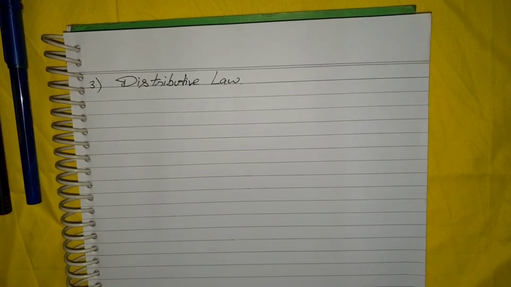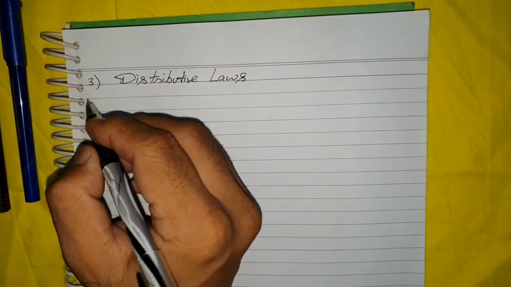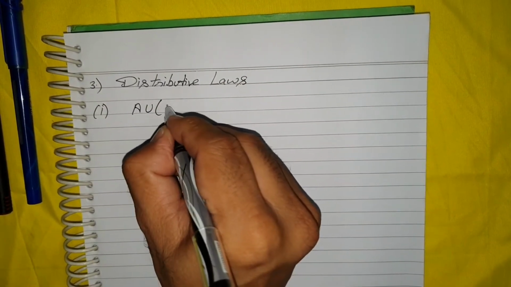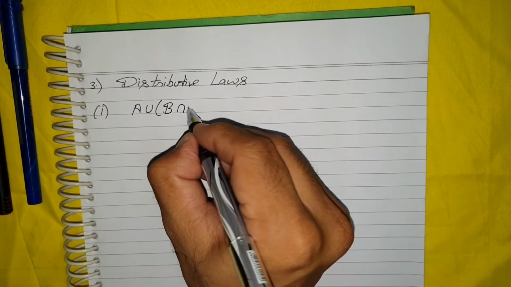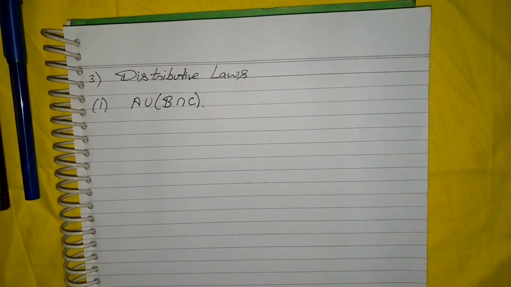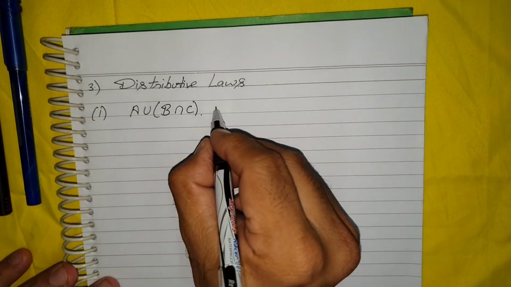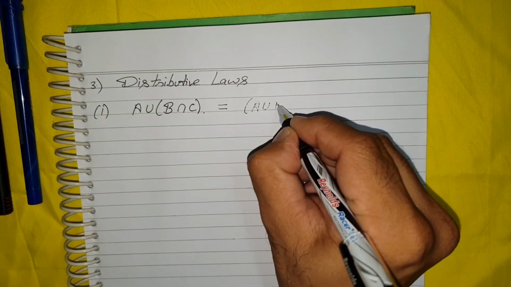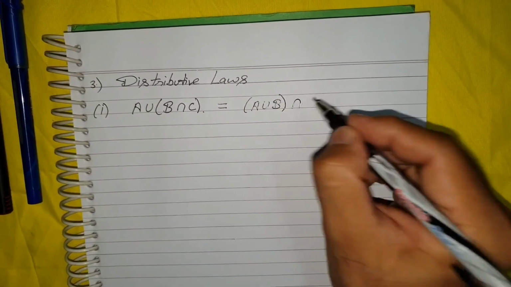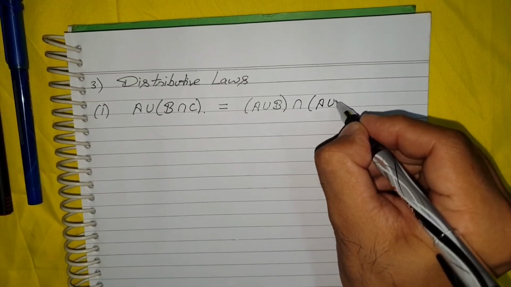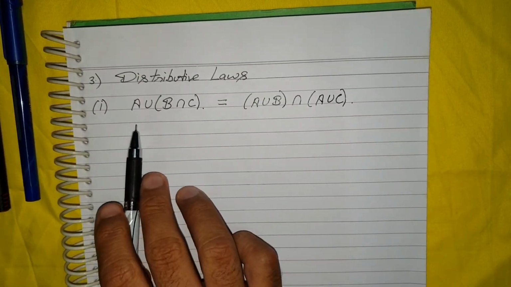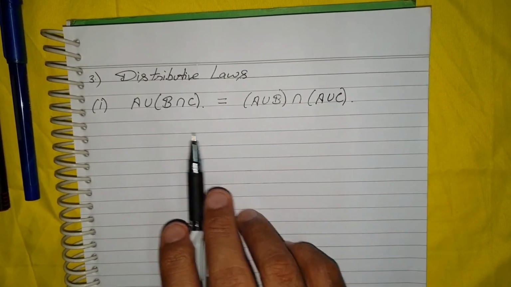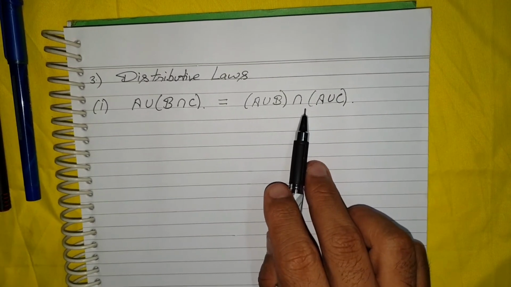Now the distributive laws. There are two distributive laws. One states that A union B intersection C is equal to A union B, then intersection A union C. A union B intersection C is equal to A union B intersection A union C.